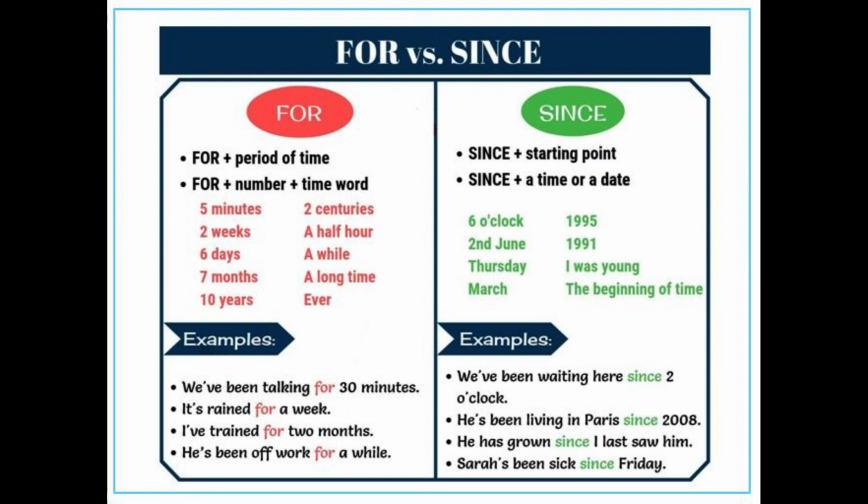For example, we've been waiting here since 2 o'clock. So 2 o'clock is a specific time. You can say that, but only when you use a specific time. So the next time someone asks you, how long have you been working in this organization? Your answer should either be that I have been working here for 3 years, or your answer should be I have been working here since 2020.